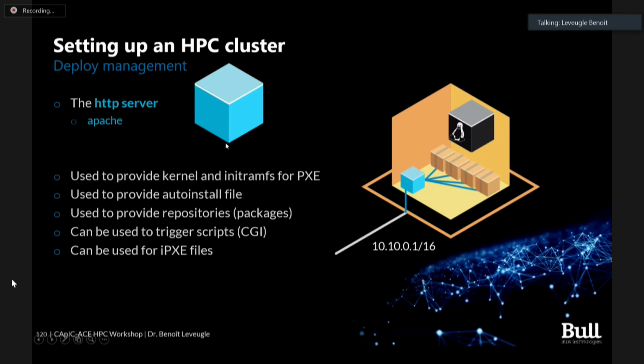So let's focus on what an HTTP server is. In open source, it's nearly always Apache or Nginx. Here we are going to use Apache because it's, I would say, the most common one. The HTTP server is going to be used to provide the kernel and initramfs for the PXE. We will see that later. It's going to provide repositories and packages. It's going to provide auto configuration files because you don't want to have to interact when you want to deploy a node. It has to be automatic. It can be used to trigger scripts for the iPXE file, etc. So it will just provide files over the network using HTTP.